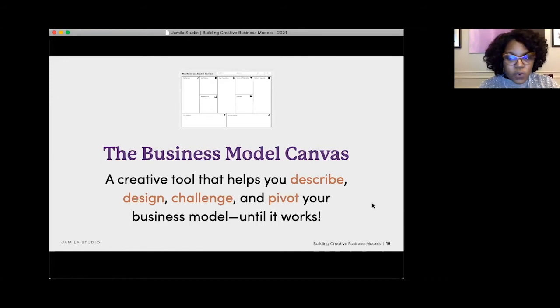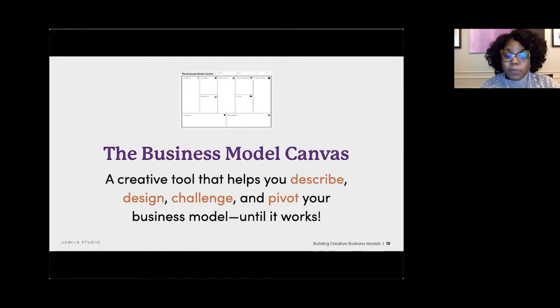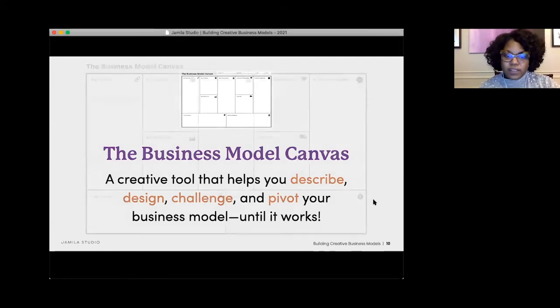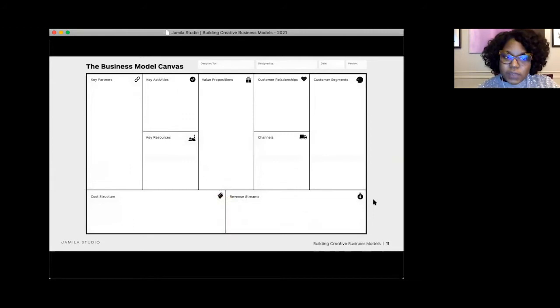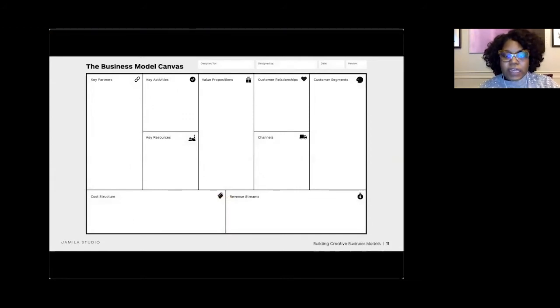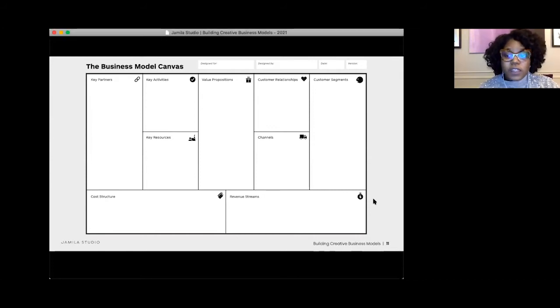We want to make sure that we're putting the pieces together until it works. So don't think you're going to do it once and get it right. Know that these are building blocks, so you're going to continue to design, challenge, and pivot things until it works. This is what the business model canvas looks like. Give me a yes in the chat if you've downloaded it. Cool, I'm seeing a lot of yeses. Have that on hand, because we are literally going to break this down in the next 45 minutes.